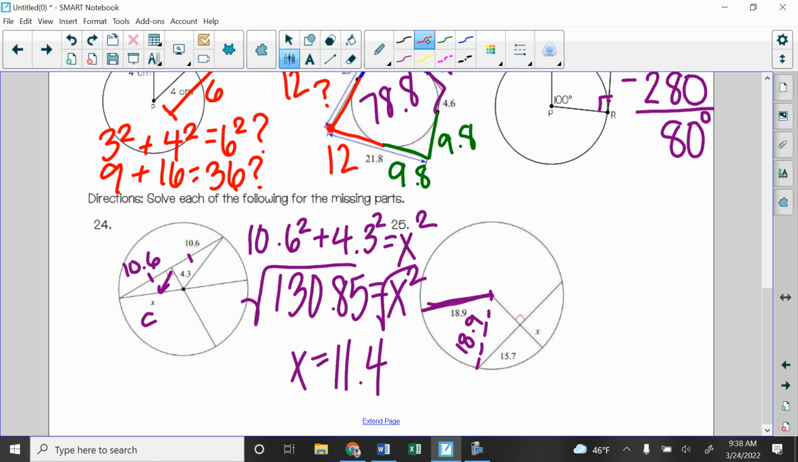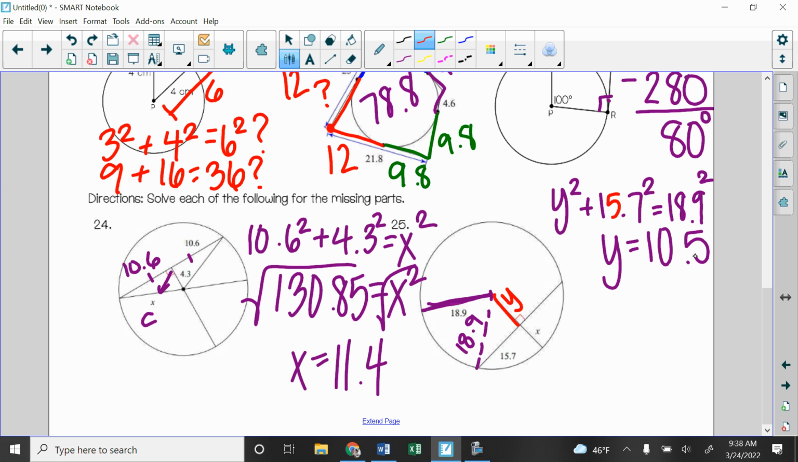Then the only thing I can find right now is this piece here, so I went ahead and called that y. And I started by solving for y. So it would be y squared plus 15.7 squared equals 18.9 squared. And when you solve, I believe you get 10.5. Did anybody do that? 10.5. However, when you get 10.5, that is just this red piece, and I want this blue piece, so it turned out purple. Here we go.